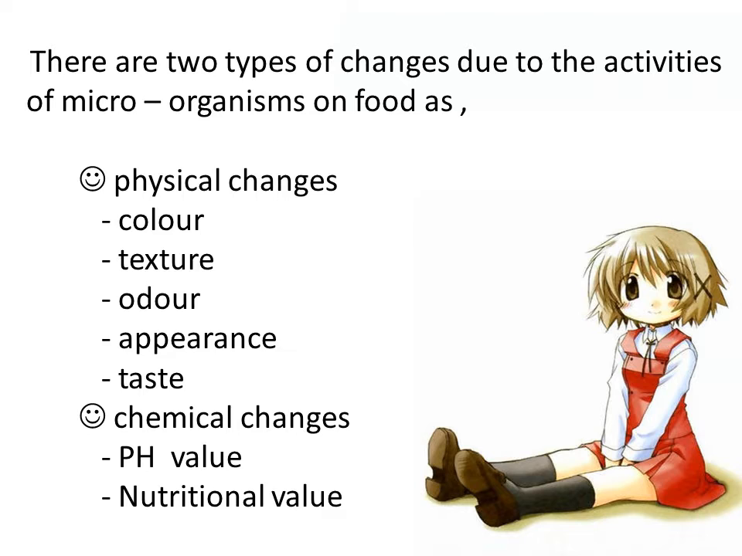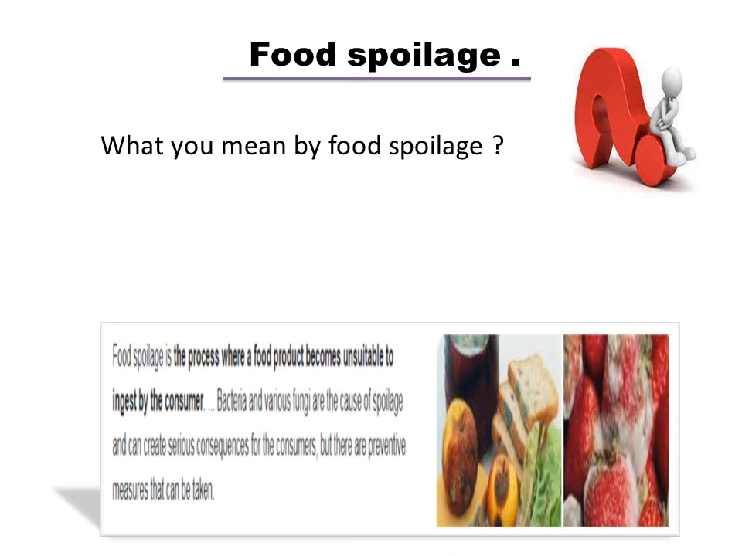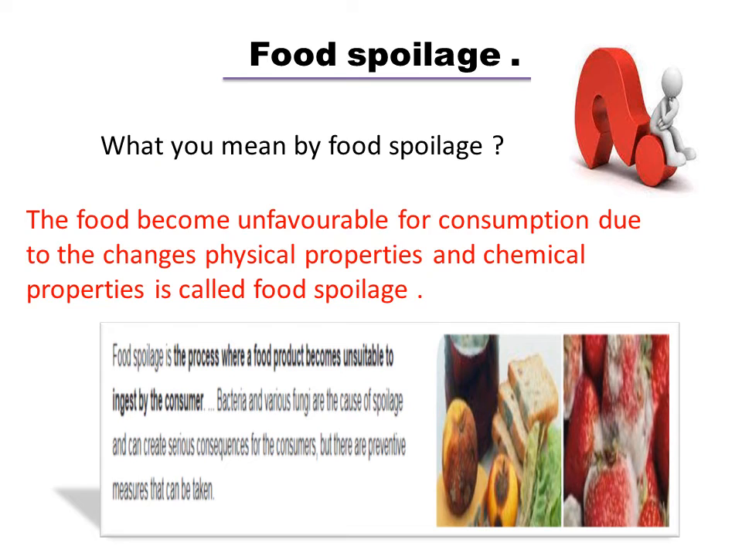There are 2 types of changes due to the activities of microorganisms on food: physical changes and chemical changes. Under physical changes, there are color, texture, odor, appearance and taste. Under chemical changes, there are pH value and nutritional value. Food spoilage: what do we mean by food spoilage? When food becomes unfavorable for consumption due to changes in physical and chemical properties, it is called food spoilage.